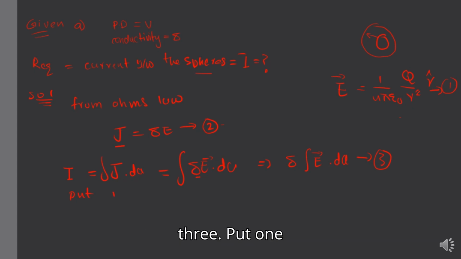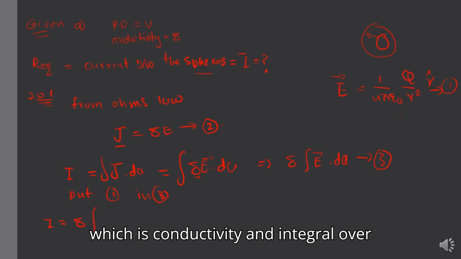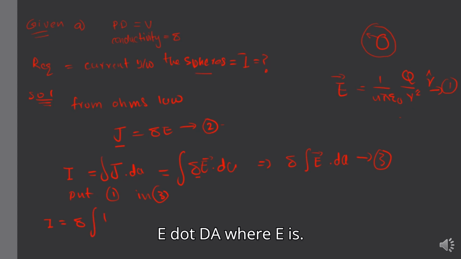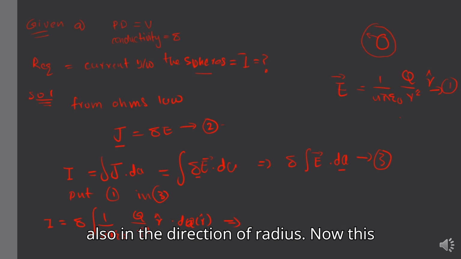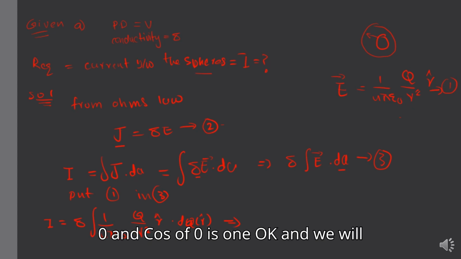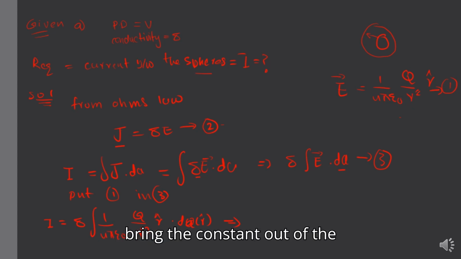Now put equation 1 in 3, and we get I equals sigma, the conductivity, times the integral of E dot dA, where E is 1 divided by 4 pi epsilon naught times q divided by r squared in the direction r, and dA is also in the direction of r, because it is a sphere and the area element is also in the direction of the radius. The dot product will be cos of 0, which is 1, and we bring the constants out of the integral.